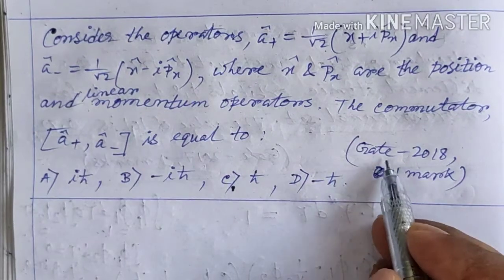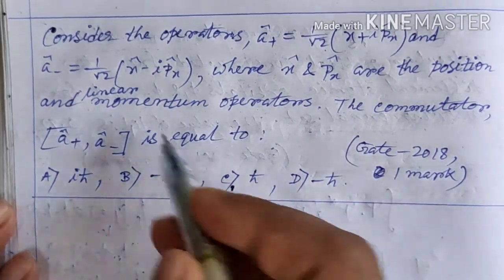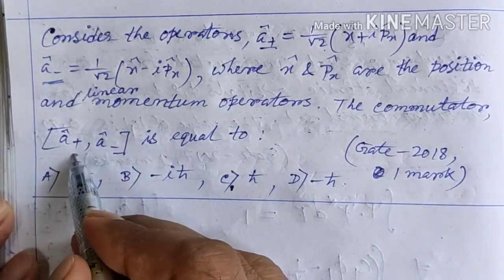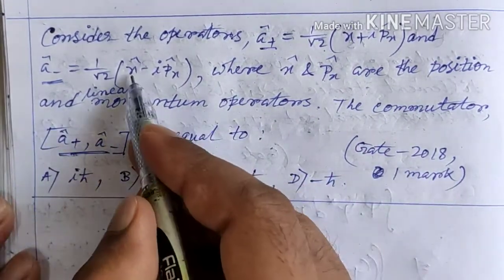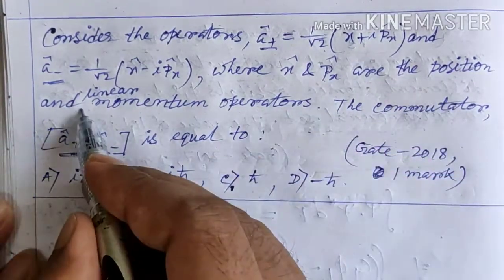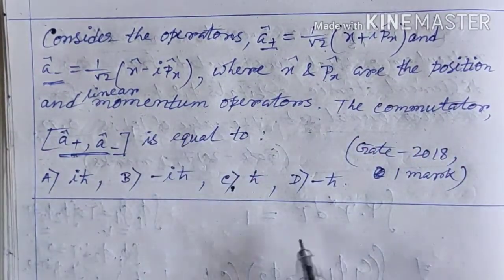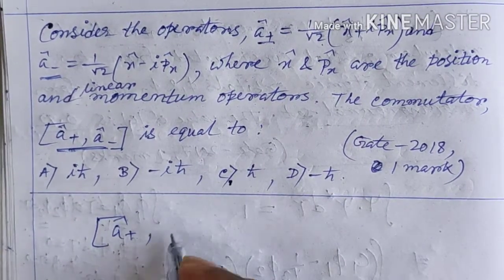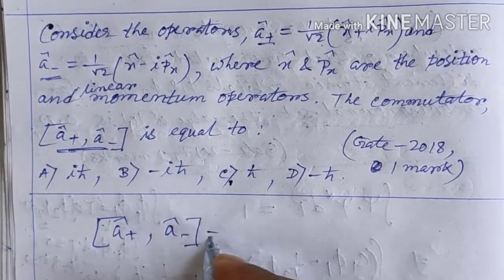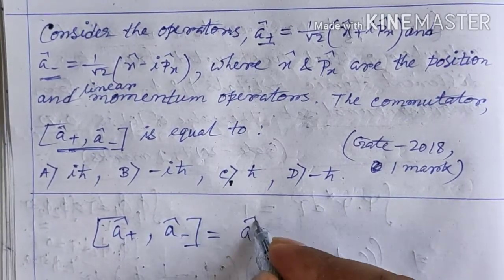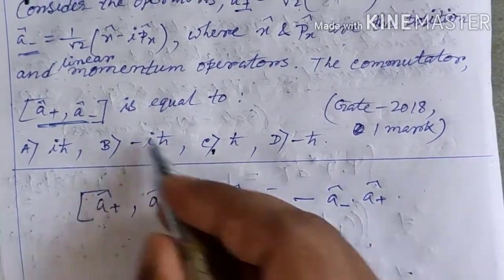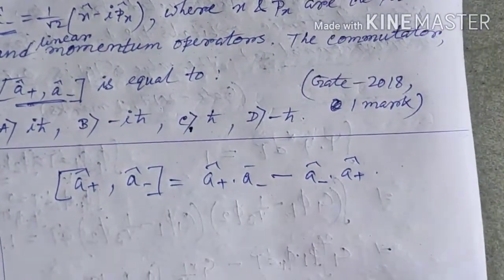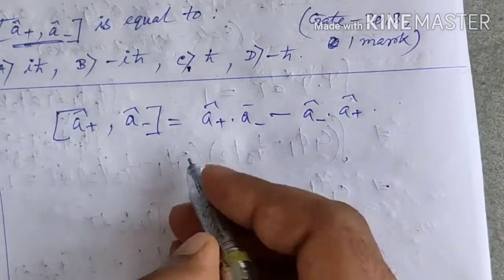This question came in GATE 2018 for 1 mark. Two operators are given. We have to identify the commutator of these two operators, where x and px are the position and linear momentum operators. Now, from the rule of commutator, we can write it like this. We just have to put the values of a plus and a minus from the given operators and solve this equation.